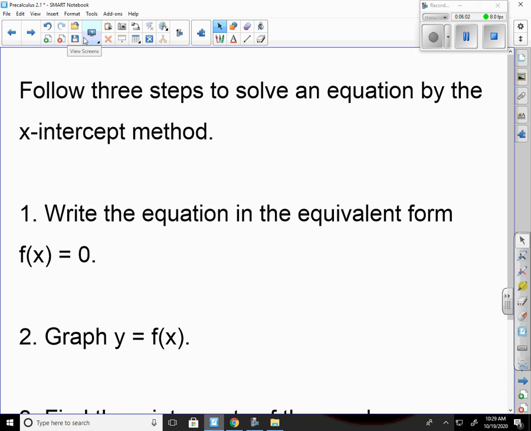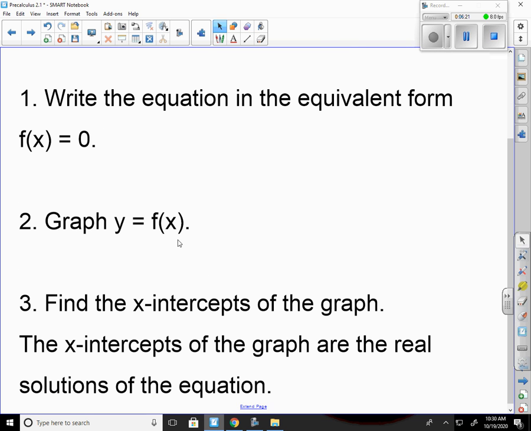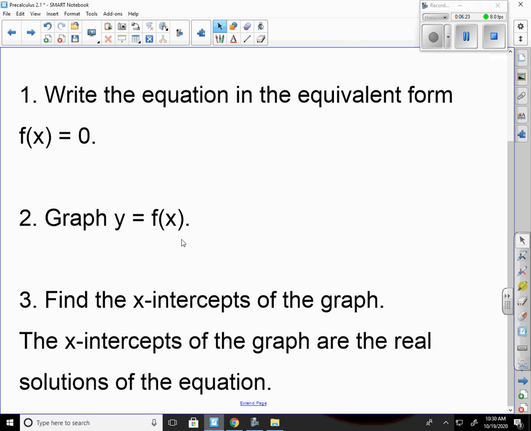So we follow 3 basic steps to solve an equation by the x-intercept method. Number 1, write the equation in the equivalent form f of x equals 0. So everything is going to be on the left side, and it's just equal to 0 on the right side. Then, step 2, graph y equals f of x. Step 3, find the x-intercepts of the graph. The x-intercepts of the graph are our real solutions to the equation.